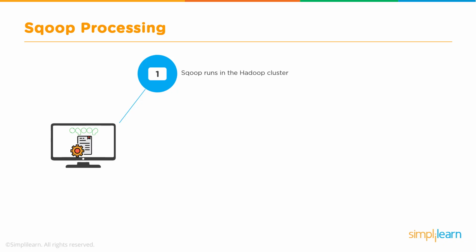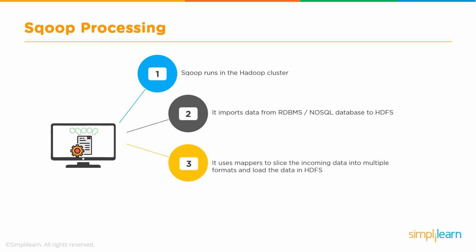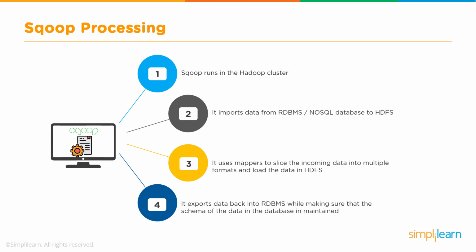When we talk about Sqoop processing, first Sqoop runs in the Hadoop cluster. It imports data from the RDBMS, the NoSQL database, to the Hadoop file system. Remember, it might not be importing the data from an RDBMS, it might actually be coming from a NoSQL database, and there are many out there. It uses mappers to slice the incoming data into multiple formats and load the data into HDFS. It exports data back into an RDBMS while making sure that the schema of the data in the database is maintained.